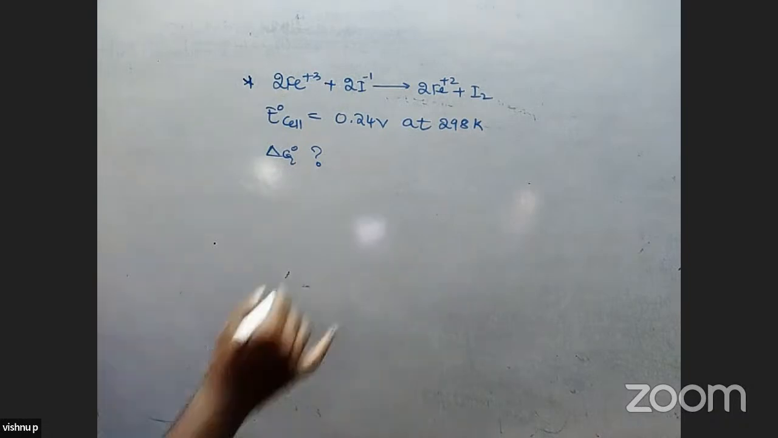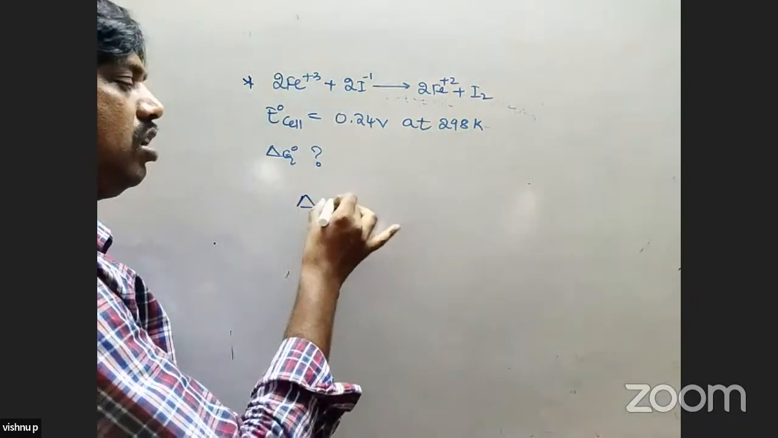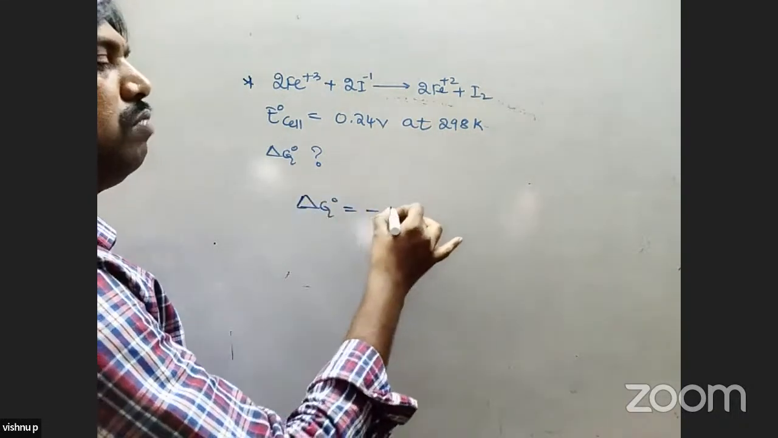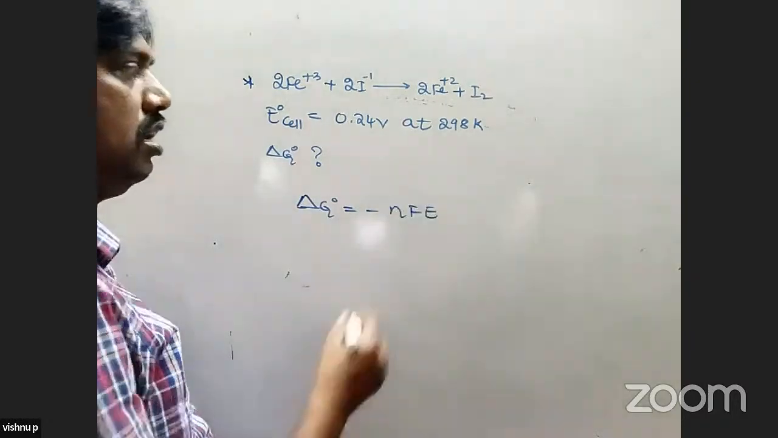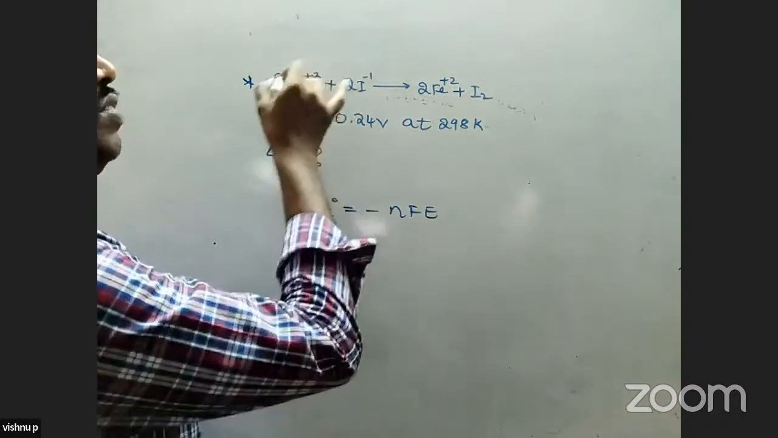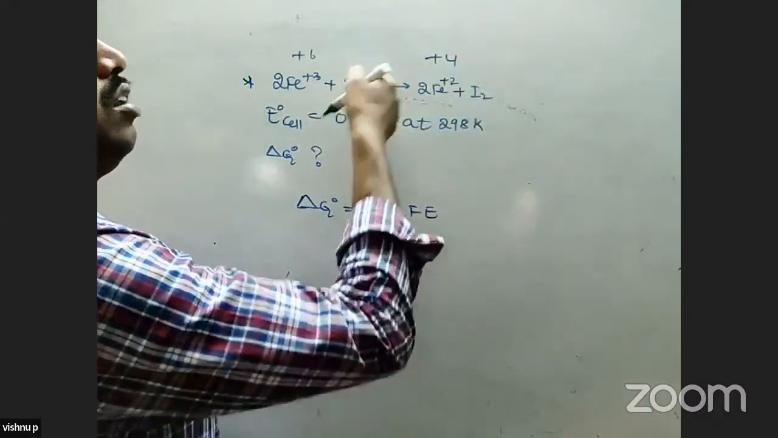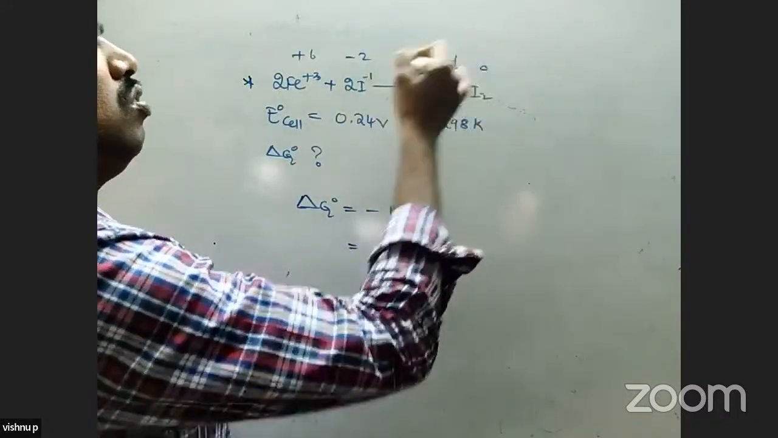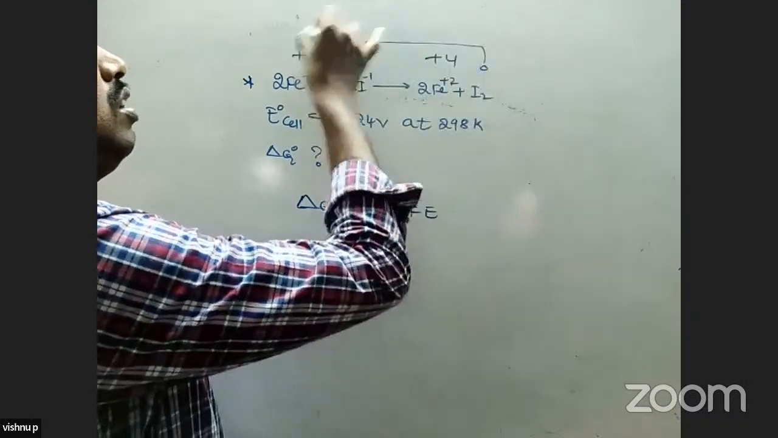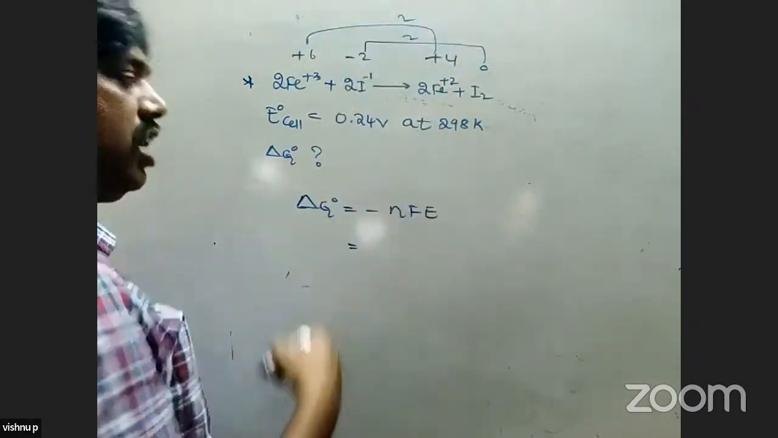What is the standard Gibbs energy of the reaction? Delta G0 is equal to minus nFE0. We know that. How many electrons are transferred here? 2, 3 is the plus, 6, plus 4. Here also minus 2, 0. So 2 electrons are transferred in this reaction.